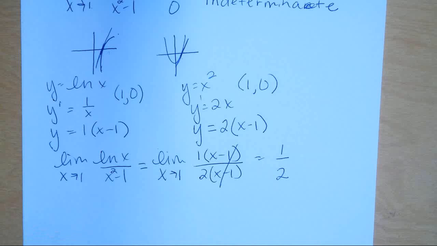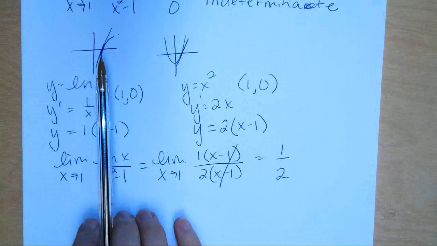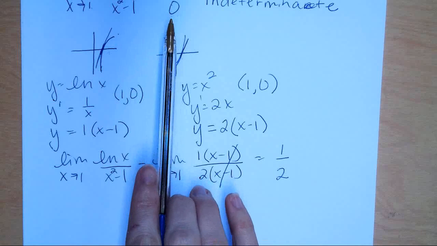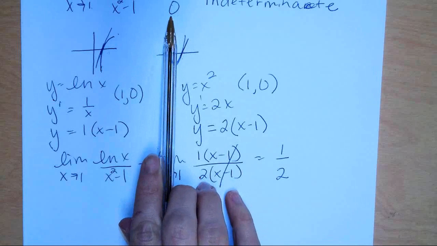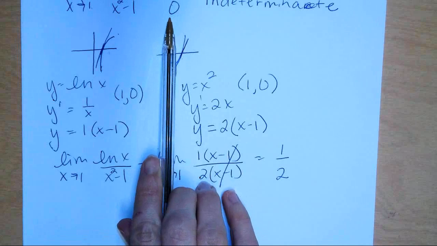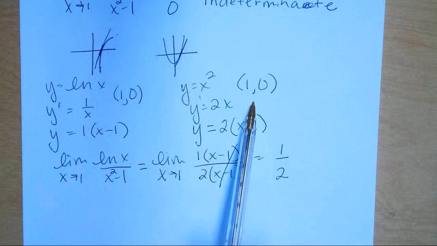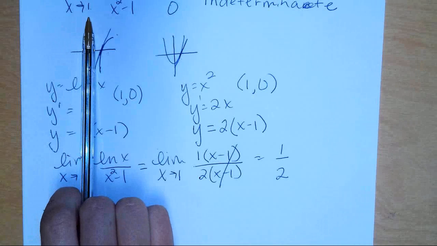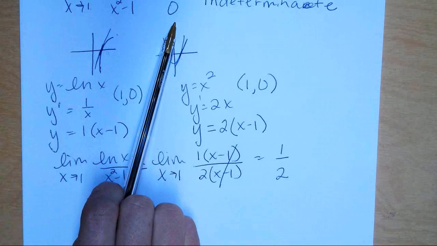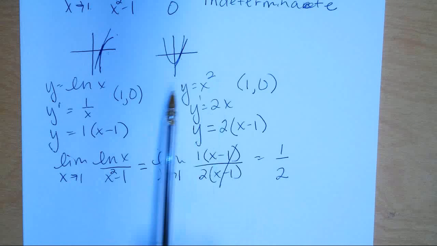So let's think about globally what this means. Think about what we did. First of all, we started this process because we got 0 over 0. That means that both of these functions have the same point in common. We're approaching an x value and we're getting the y value as 0. So they both have to have this same point in common.